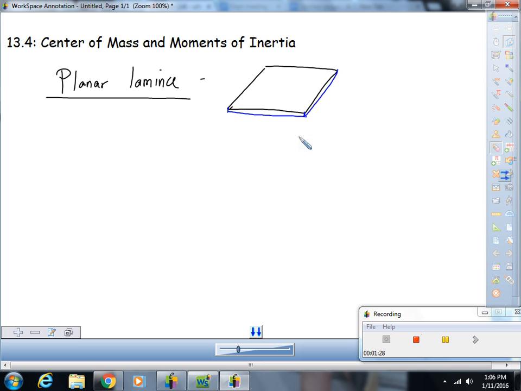Okay, so if we can understand how we're going to find mass and centers of mass and moments of inertia for planar lamina like this, then later on in the chapter, when we start to deal with 3-dimensional figures, we'll have a much easier time understanding the process of doing that in 3 dimensions.